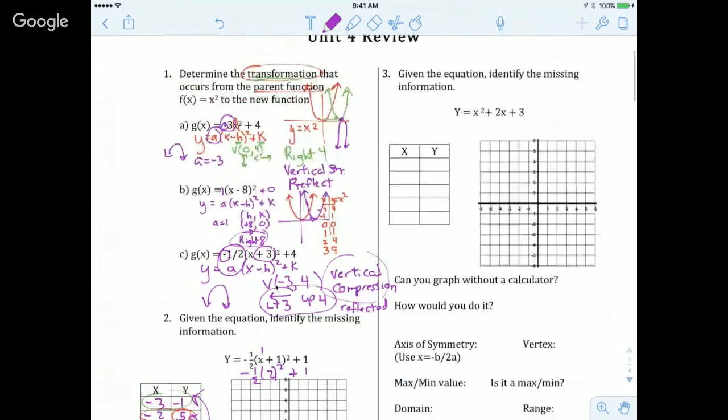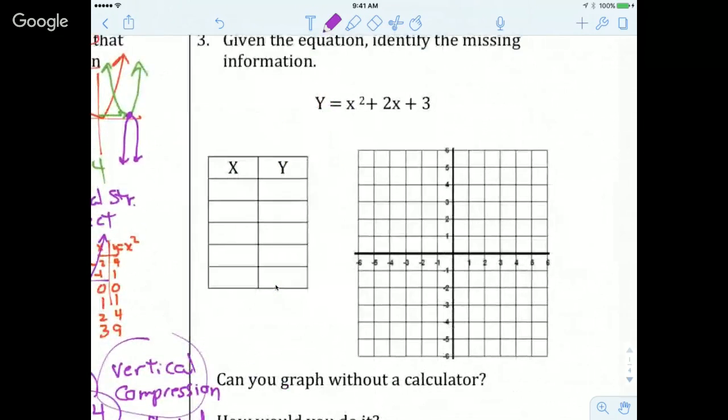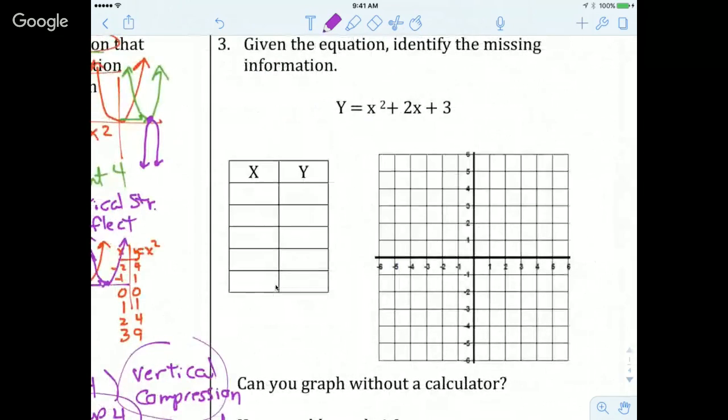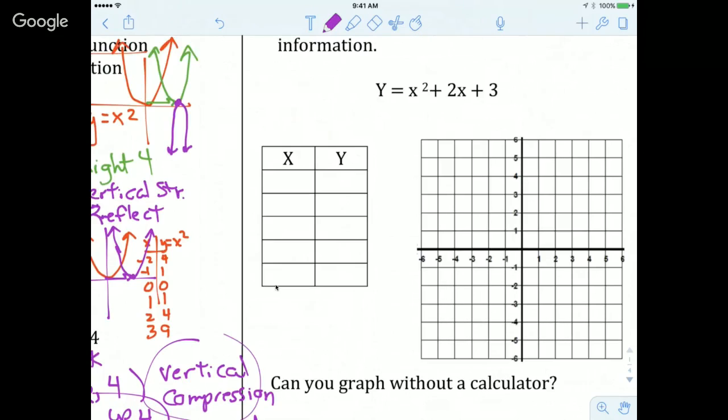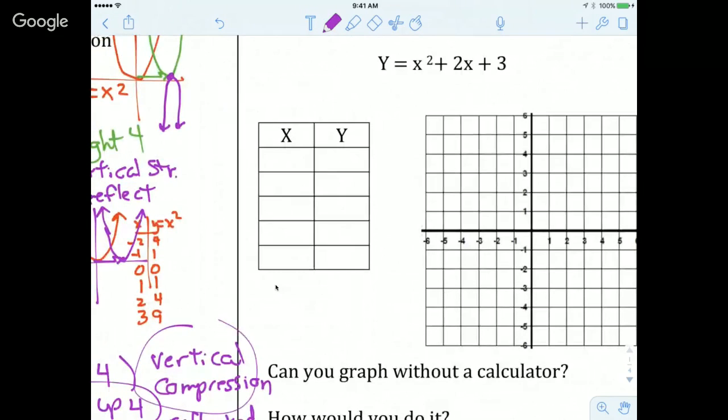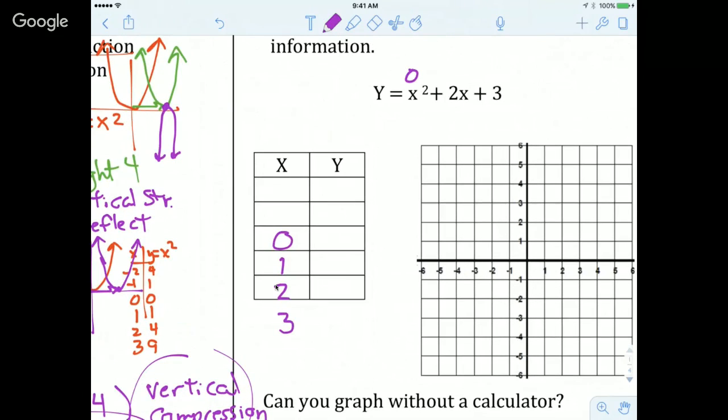Okay, question number 3. Given the information, how would you do this without a calculator? We just kind of practiced that with the last one. Same thing. You have to start with plugging in numbers. Start with 0, 1, 2, 3. And I'm going to put them on my chart because those are the easiest numbers to deal with. And you actually have to calculate it. What is 0 squared plus 2 times 0 plus 3? 0 plus 0 plus 3 is? 3. Excellent.